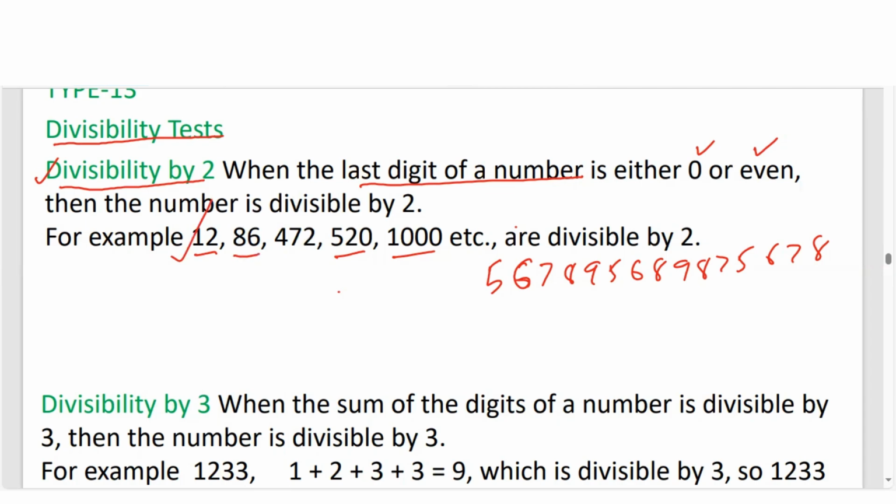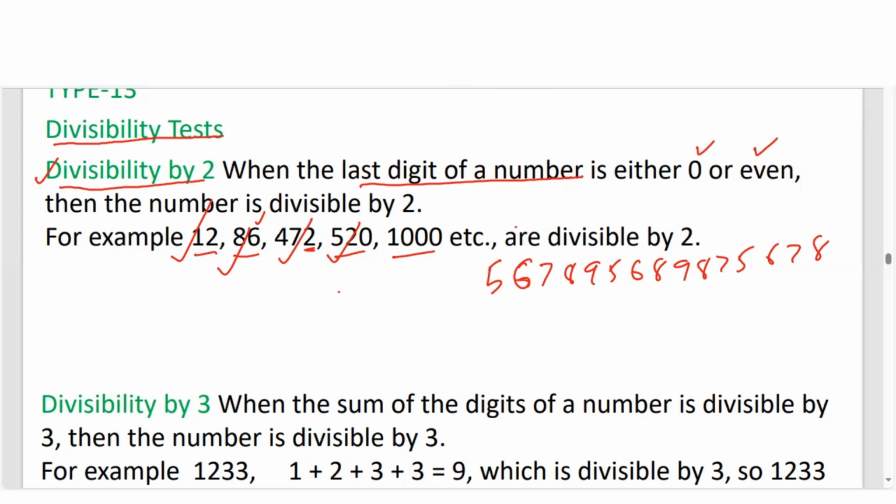Again, the second number is what? 86. The unit is what? 6. Yes, an even number. So it will be divisible by 2. Again here a 3-digit number, just focus on the unit. The unit is what? 2. That is an even number. So this total number, that is 472, will be divisible by 2. Similarly, 520, the unit is what? 0. Just focus on the unit. The unit is 0, so that number is divisible by 2.